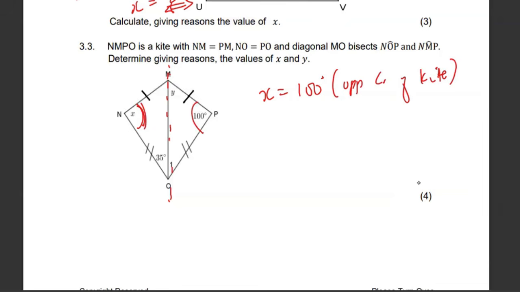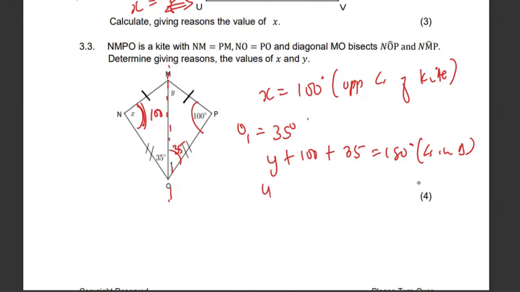Then for us to get the Y, we know that O1 is also 35 now, because these two triangles have to be congruent because they have the same sides, and then there's something that's common. So we're getting 100, so Y plus 100 plus 35 should give us 180 degrees, angles in a triangle. So 180 minus 135, we get 45 degrees.